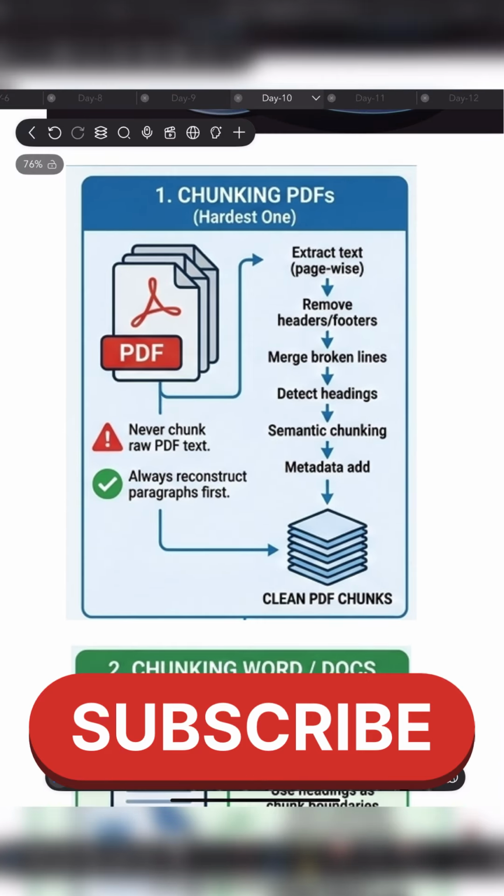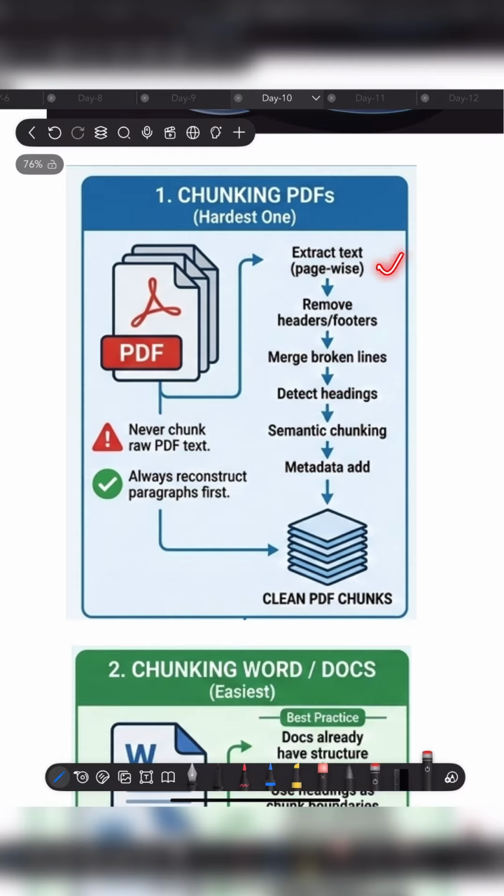Now, we should not chunk the raw PDF text. We always have to extract the text, then remove the headers or footers. Then we should merge the broken lines, detect headings, do the semantic chunking, and at the end, we should add the metadata. Now, this is a standard chunking process. There can be other processes as well.